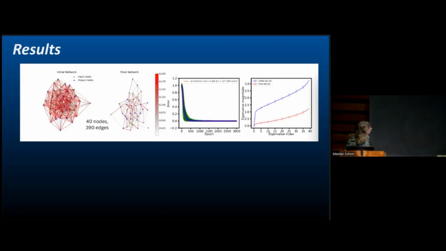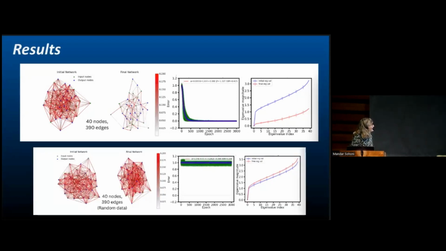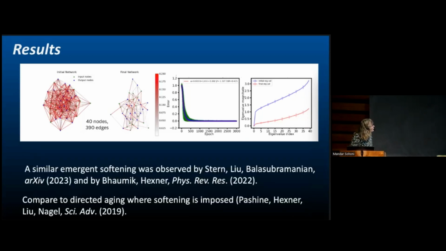And you can see there's a decrease in the eigenvalues as the network learns. Okay, and so here's just a quick sanity check if you use it on random data. Of course, there's no drop in error, and you don't see that same drop in eigenvalues in the spectrum. So a similar emergent softening was observed by Stern, Liu, and Balasubramanian, reported in arXiv in 2023, and also by Olmec and Hexner in a wonderful review in Physical Review Research.